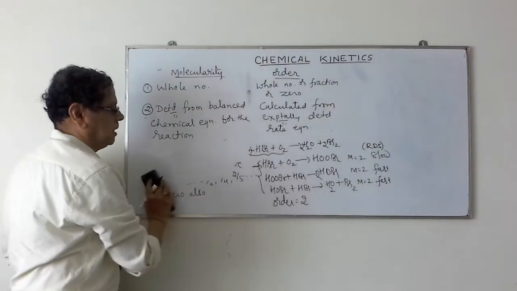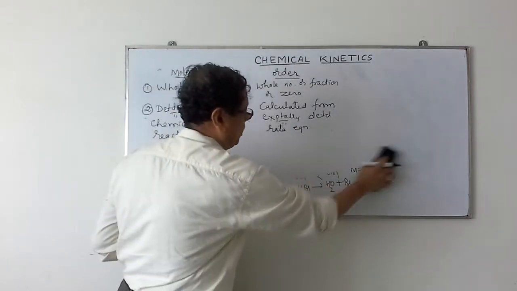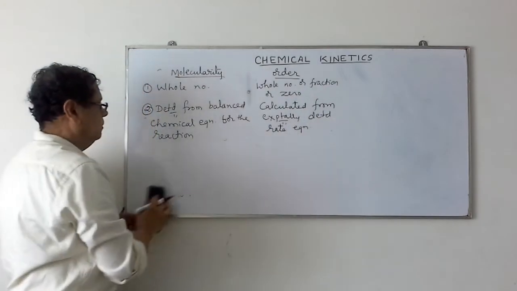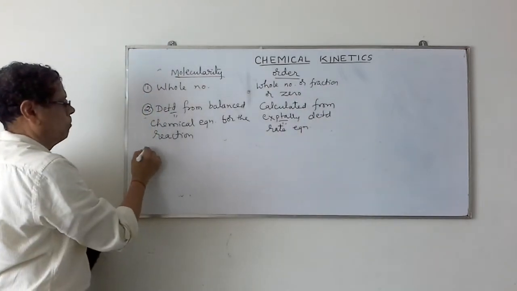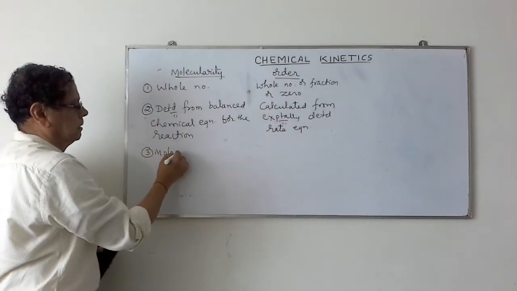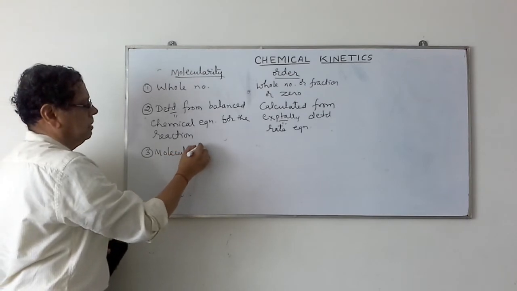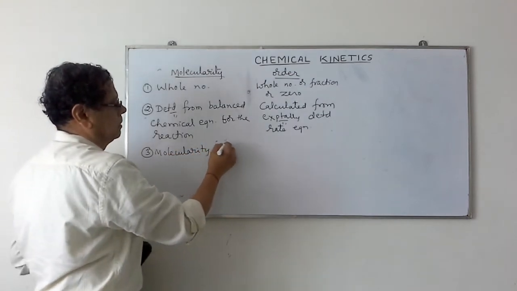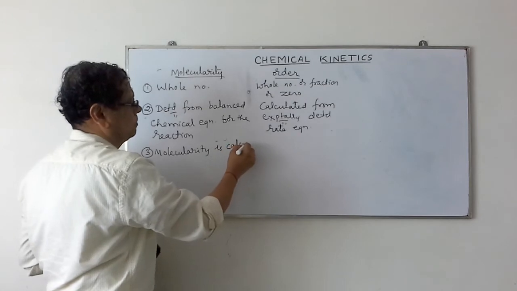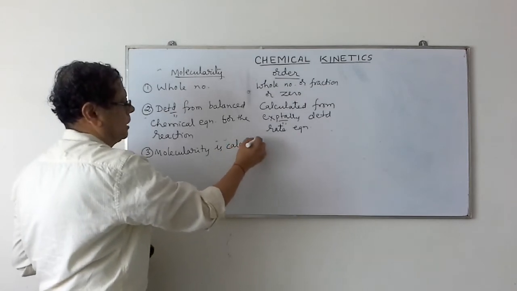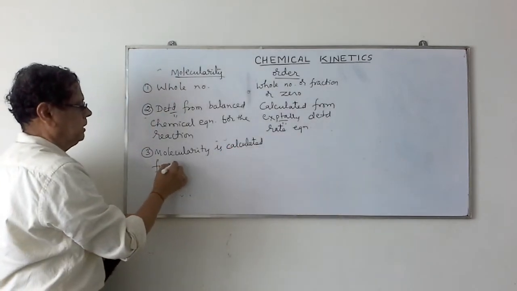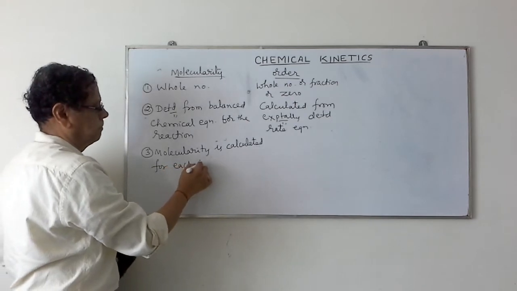Then the third difference between the order and molecularity is that molecularity is applicable for, or is calculated for, each individual step.